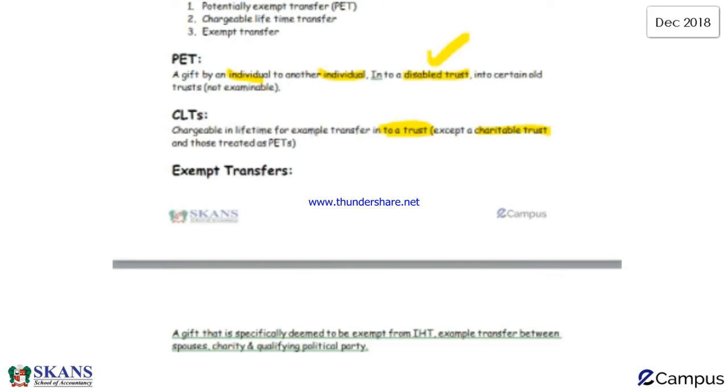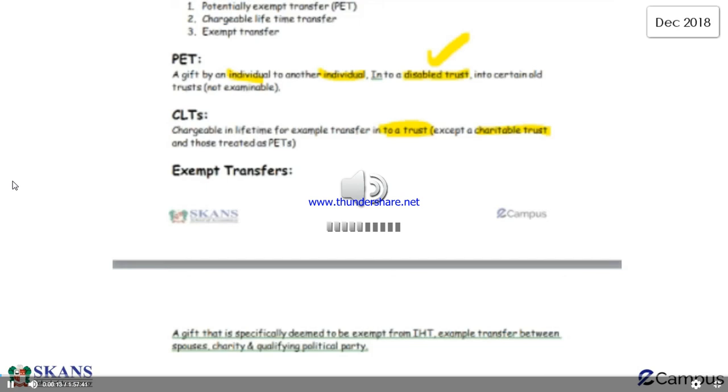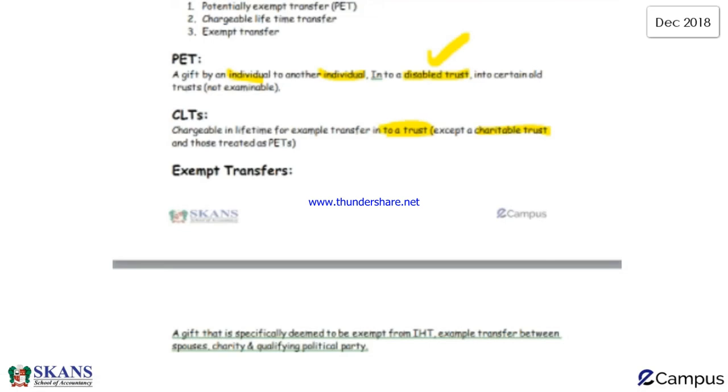So starting from inheritance tax, I hope you know the basics, but we will give it a quick review of what the basics of inheritance tax are. For that, we can start from this table so that we can have some basic understanding of how IHT is communicated.